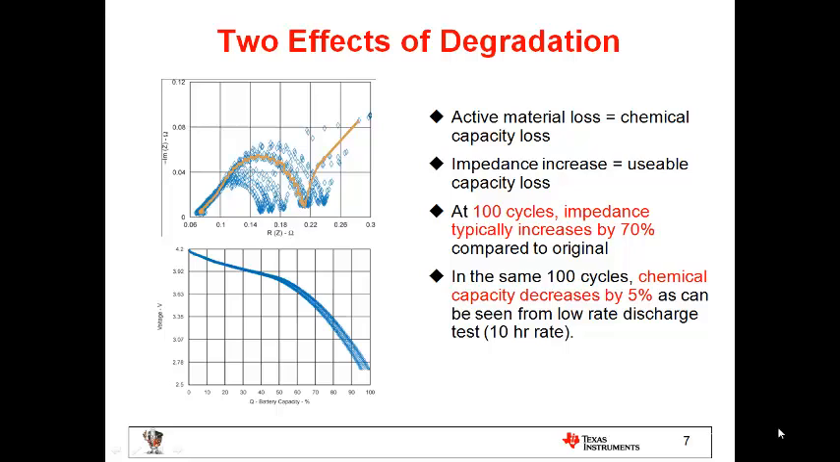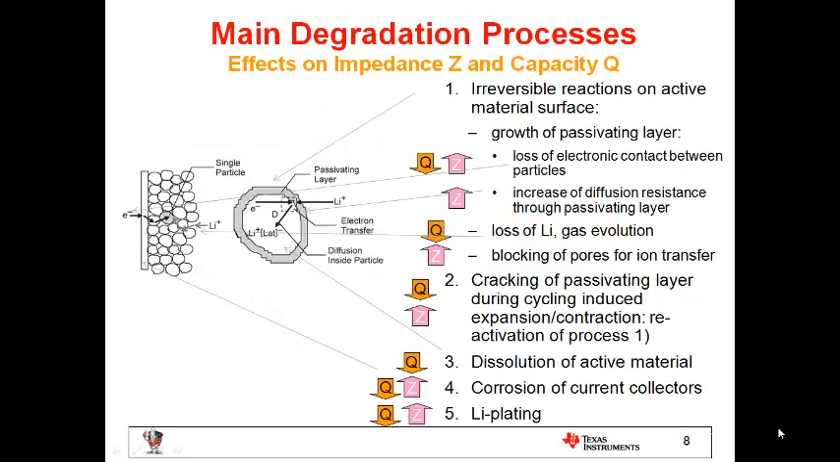So we can use this effect to investigate the chemical capacity of the battery, and that is done at the left bottom figure here. It shows the discharge profiles at a low rate, at C/10, basically 10-hour discharge rate, also over 100 cycles, and you can see that during the same period the chemical capacity only decreases by about 6%. So you can see that the major effect is the impedance increase, while the chemical capacity change is present but not as big. So what are the reasons for these effects?